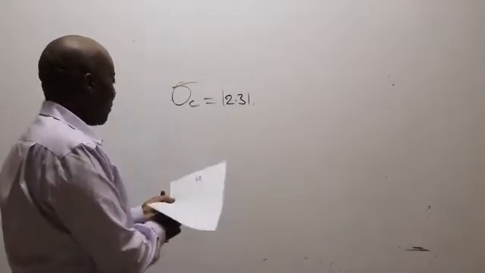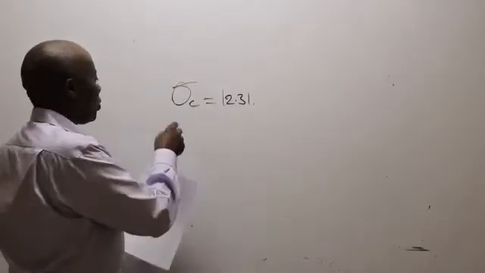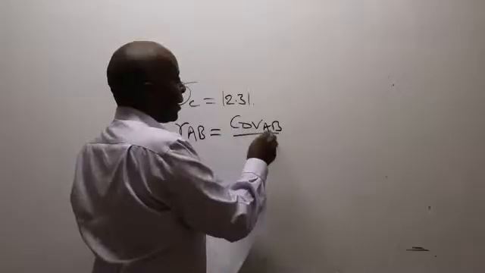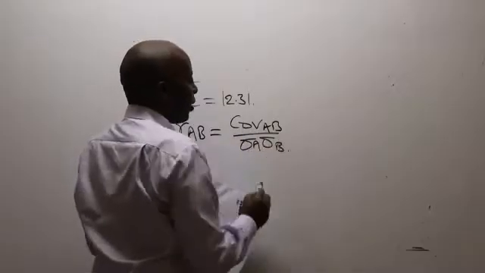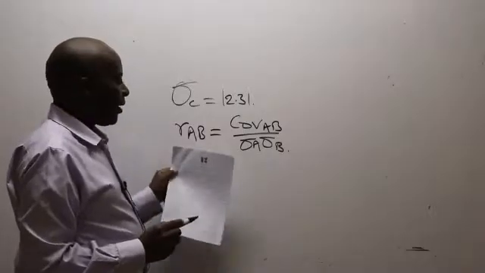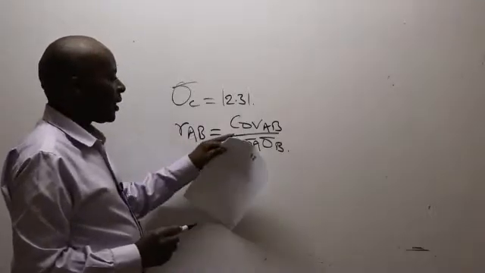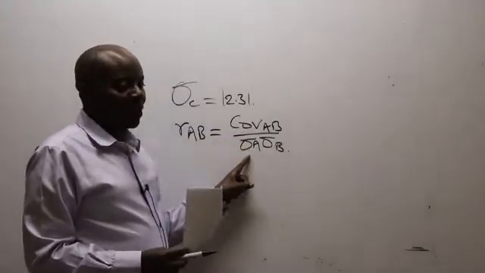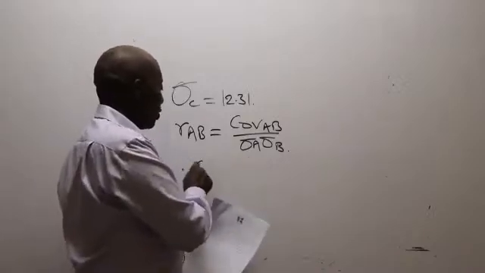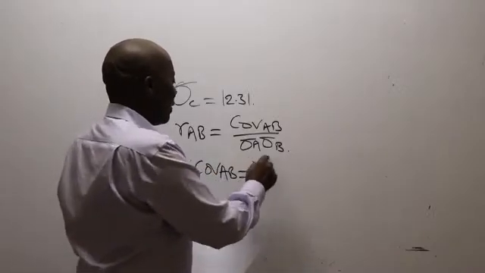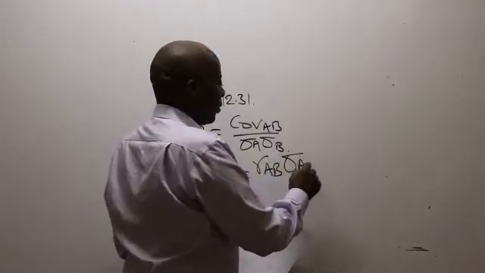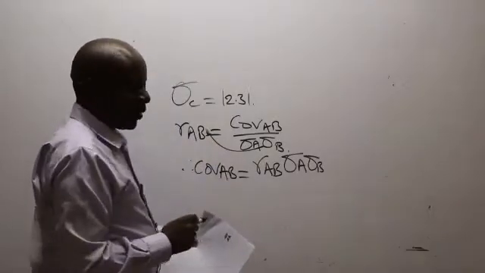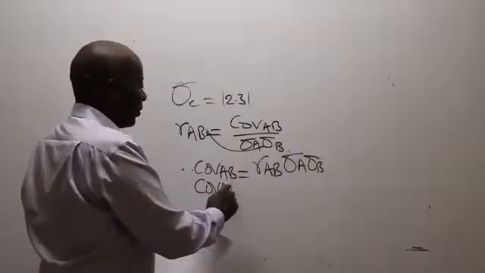You see, what you're supposed to know here is that when they give us correlation of AB, correlation is the standardized covariance. Correlation coefficient is the standardized covariance, meaning you take the covariance and divide it by the respective standard deviations. Therefore, to get the covariance between AB, you take R between AB multiplied by standard deviation A and standard deviation B.